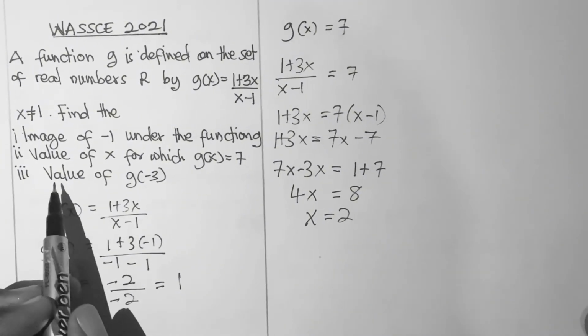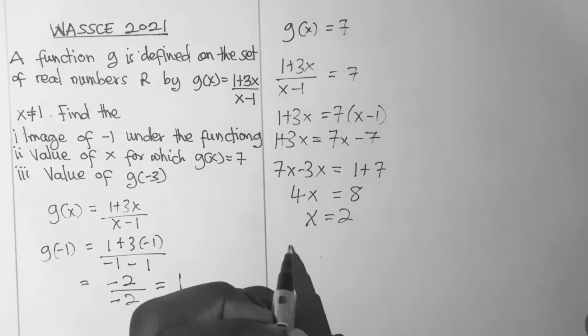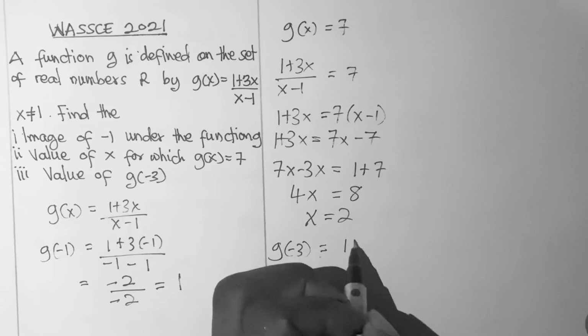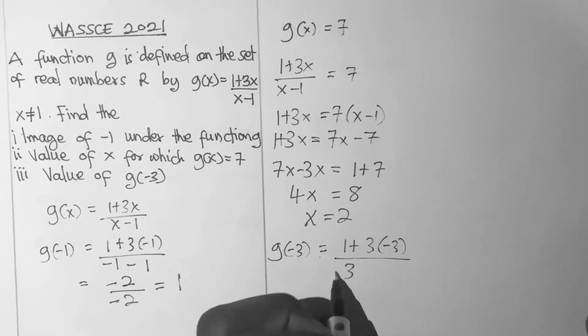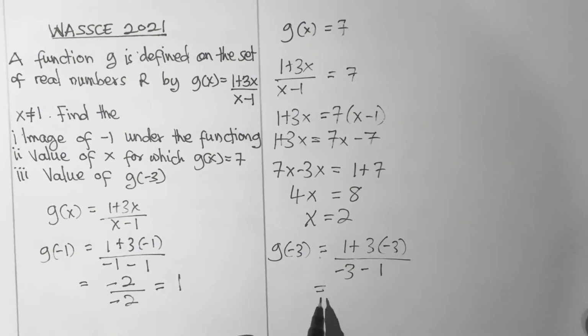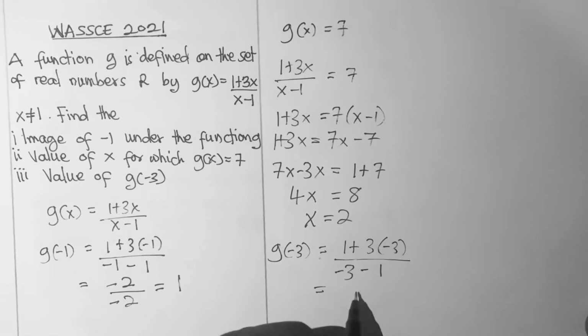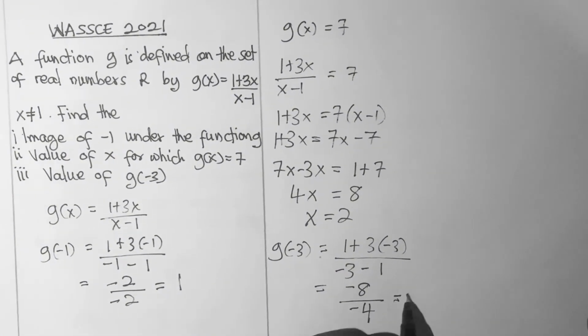Then the last part says that we should find the value of g of minus 3. So g of minus 3 is equal to 1 plus 3 times minus 3, divided by minus 3 minus 1. So 3 times minus 3 is minus 9. 1 minus 9 is minus 8, divided by minus 3 minus 1, which is minus 4. Minus 8 divided by minus 4 equals 2.